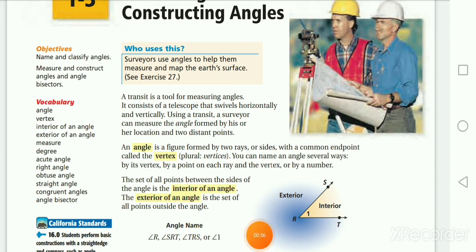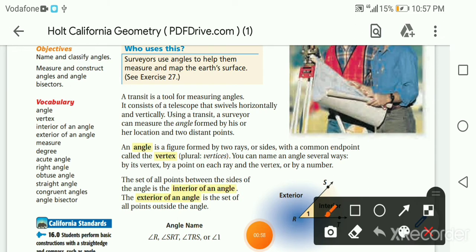An angle is a figure formed by two rays, or sides, with a common endpoint. So here, this is an angle. The common endpoint is called the vertex, plural vertices.